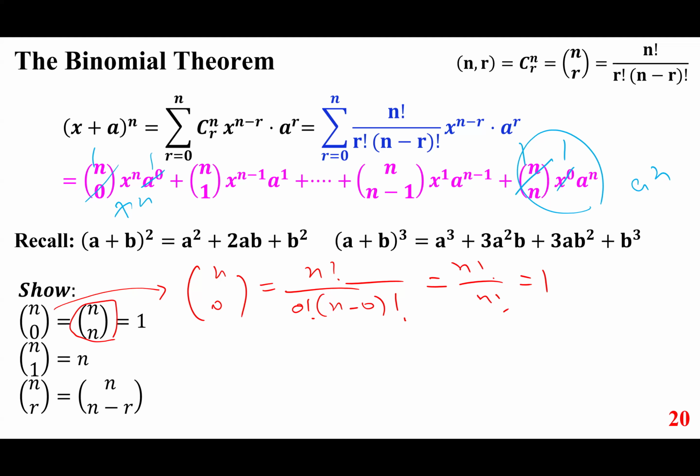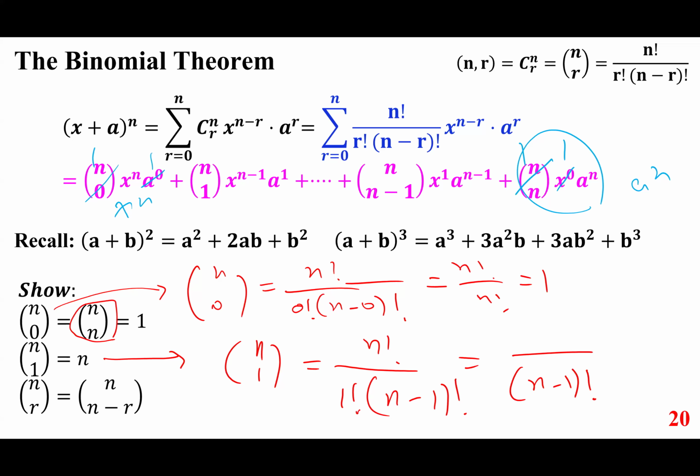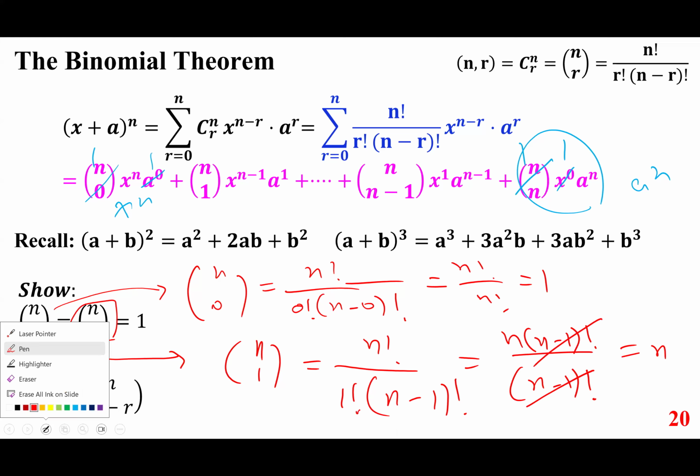Okay. This one, nC1, is n factorial over 1 factorial times n minus 1 factorial. So the bottom is n minus 1 factorial. The numerator is n times n minus 1 factorial. So the answer is n. And what I want you to see for this one, and I leave it for you to do, these two numbers add up to n. Okay? r and n minus r must add up to n.